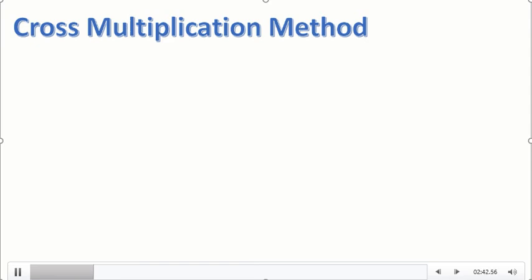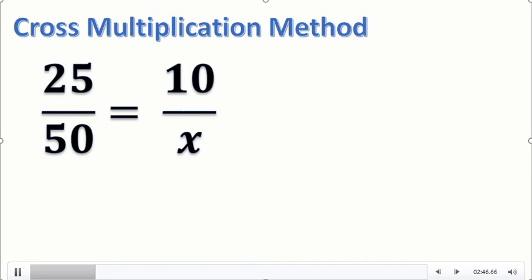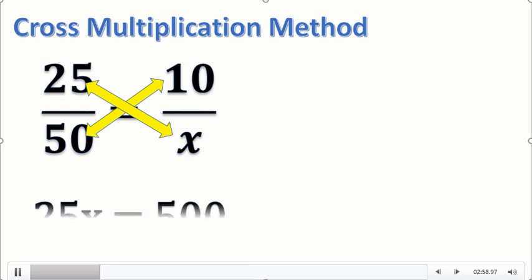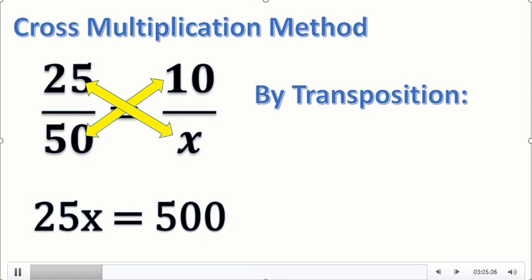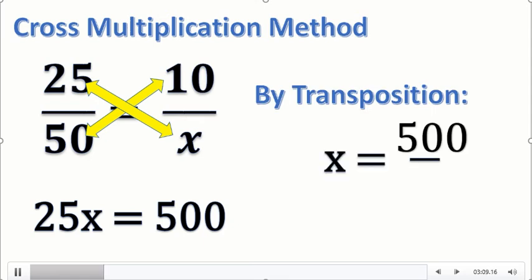For simplicity, calculations and solutions will be based on cross-multiplication in concurrence with the transposition technique. For example, just to jog your memory, this is the given ratio. Naturally, 25 will be multiplied by the unknown x, then goes into one side of the equation, then 10 multiplied by 50 on the other side. Transposing 25 gives you the answer, 20.